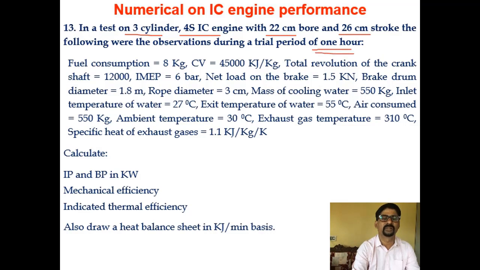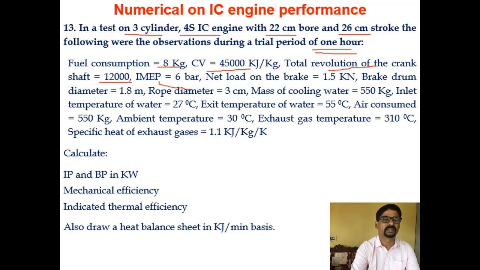Be careful here, duration of the test is 1 hour. Okay, trial period is 1 hour. So MF is given, it is 8 kg per hour, CV is 45,000 kilojoules per kg, total revolution of the crankshaft is 12,000. So speed, if you want to find out, so 12,000 in 1 hour, so divided by 60 to get it in RPM.